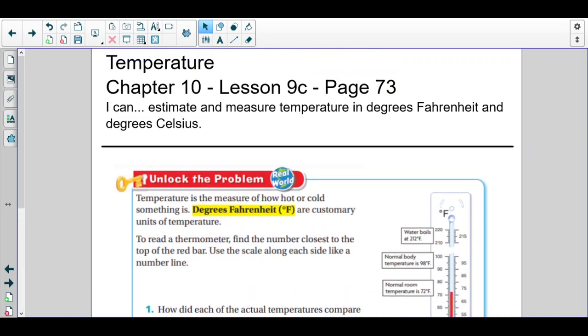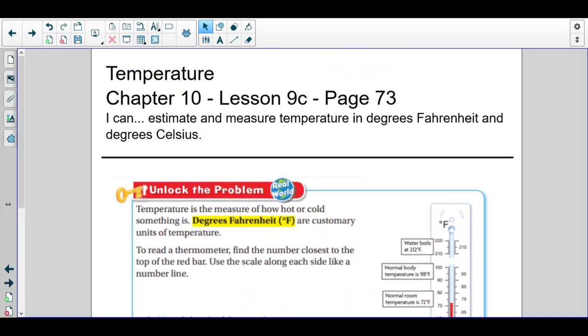So if you would be so kind as to turn in your Purple Indiana Success book to page 73, this is chapter 10 and lesson 9C. And at the very top there, you can see I can estimate and measure temperature in degrees Fahrenheit and degrees Celsius.